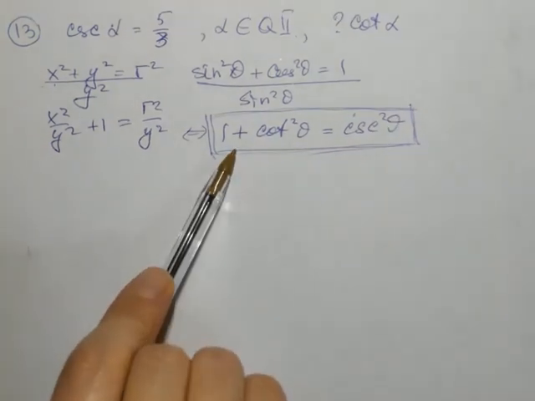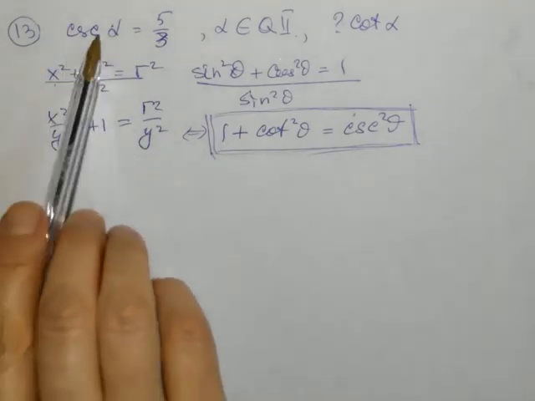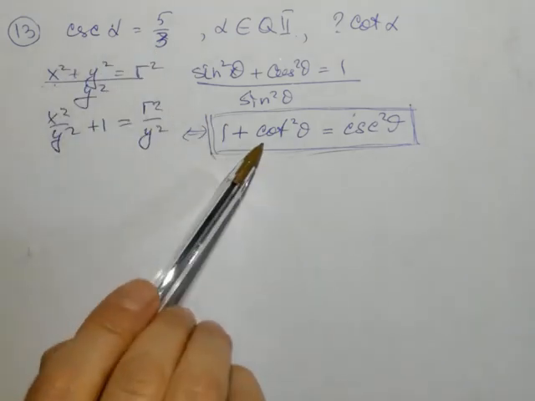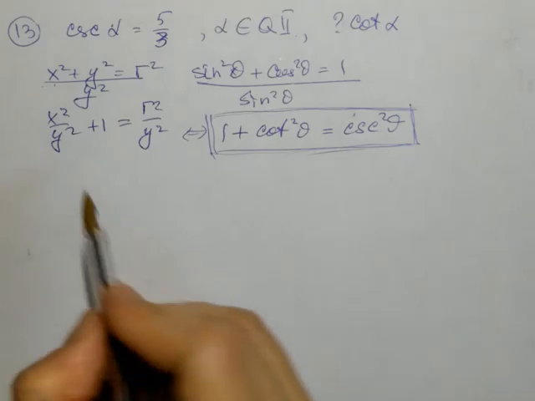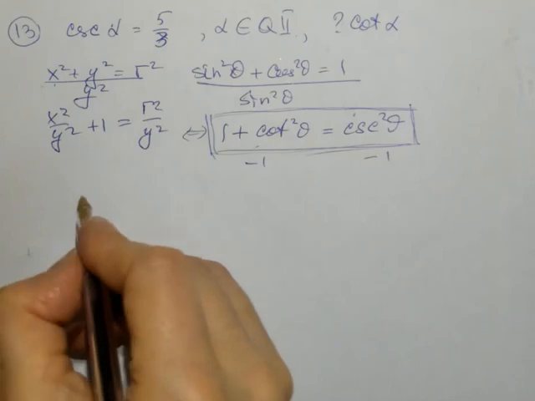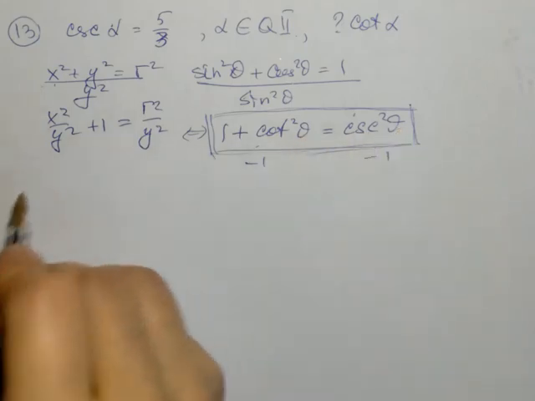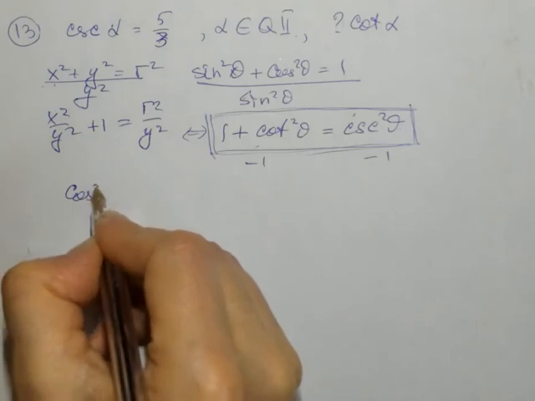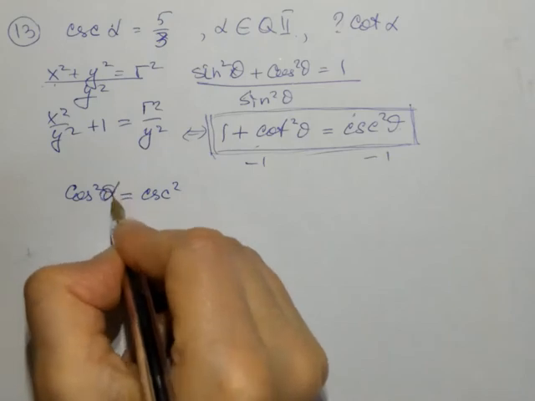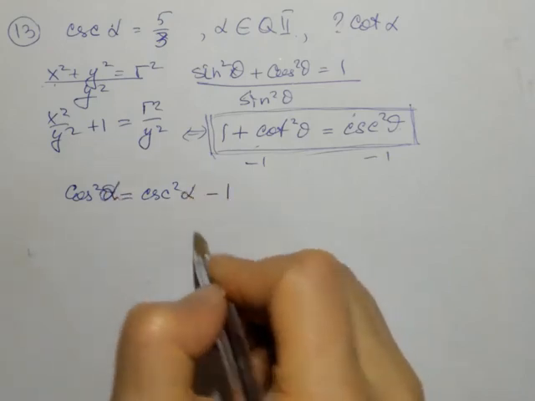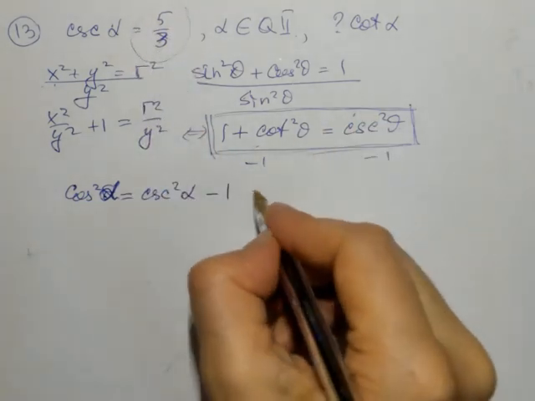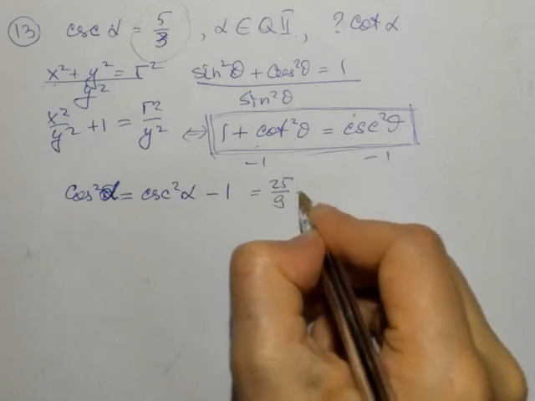And we can use this identity to solve our problem. We know the value of cosecant, 5 over 3, and we can find cotangent. So let us subtract 1 from the left and from the right, and use alpha instead of theta. Cotangent squared alpha equals cosecant squared alpha minus 1, and substitute 5 over 3 for cosecant: 25 over 9 minus 1.